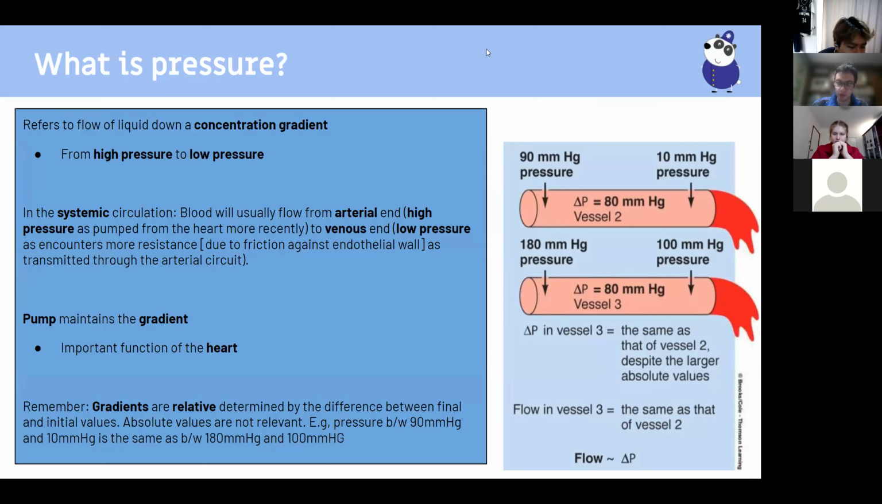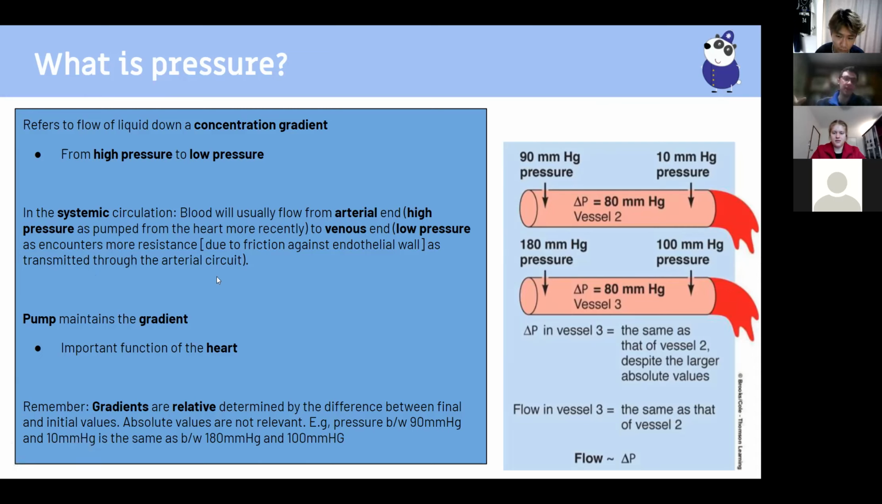Awesome. So what is pressure? Pressure refers to the flow of liquid down a gradient in this context. Flow occurs from high pressure towards low pressure. So in the systemic circulation, blood will usually flow from the arterial end, where there's high pressure, because arteries are coming away from the heart and blood is just being pumped from the heart, towards the venous end where there is low pressure.